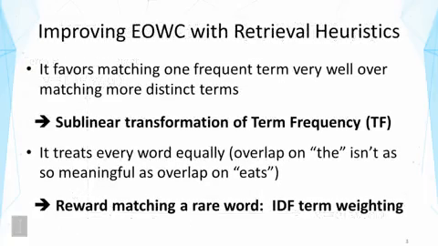To address the second problem, we can put more weight on rare terms. That is, we can reward matching a rare word. And this heuristic is called IDF term weighting in text retrieval. IDF stands for inverse document frequency. So now we're going to talk about the two heuristics in more detail.